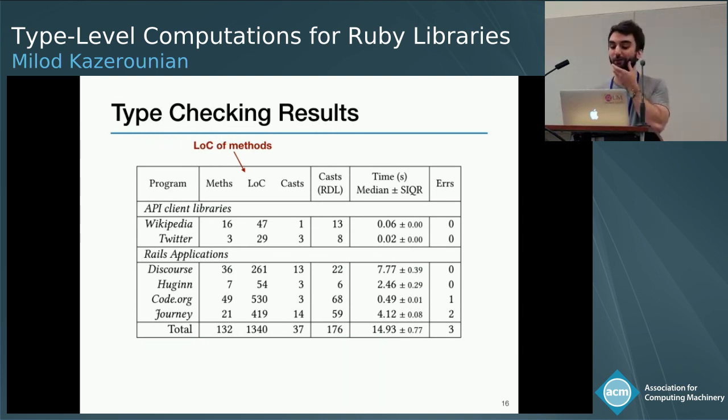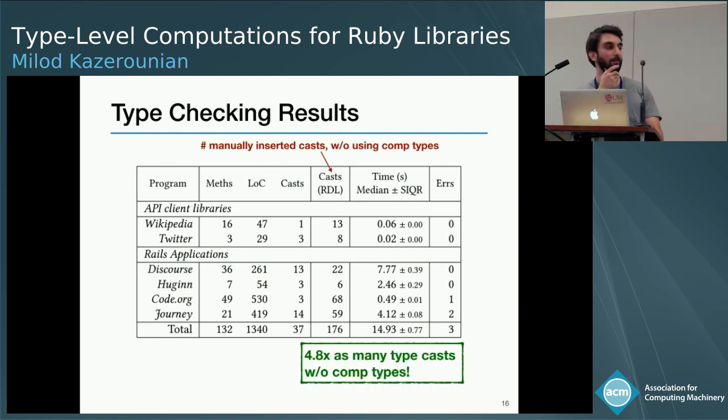Next, we see the lines of code for the methods we type checked. So in total, we type checked over 1,300 lines of code. And then we see the number of manually inserted typecasts we had to write to type check these programs. So in total, we had to write 37 typecasts. But the subsequent column shows how many typecasts we had to write when we didn't use CompTypes.